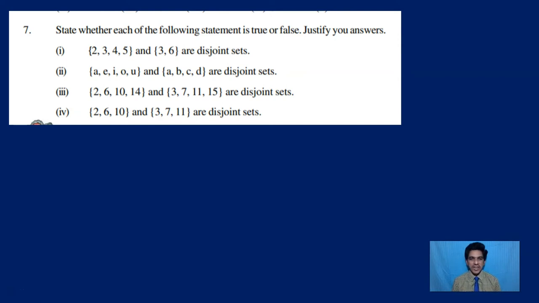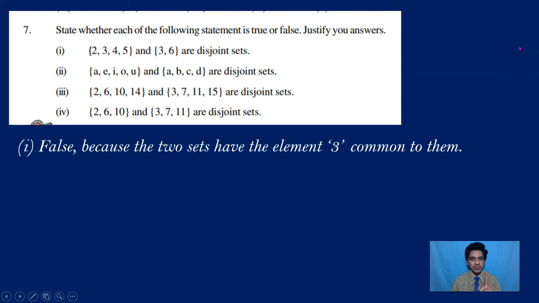Set of 2, 3, 4, 5 and set of 3, 6 are disjoint sets. We already know that disjoint sets are the sets which have no elements in common. If there are no common elements, then we call those sets disjoint. Look at the two sets given here. Do they have any common elements? Yes, they have 3. 3 is common in both sets. Then why would they be disjoint? They are intersecting sets. So here we have to write the statement is false because the two sets have the element 3 common to them. Since 3 is common, they are not disjoint sets, that means the statement is false.